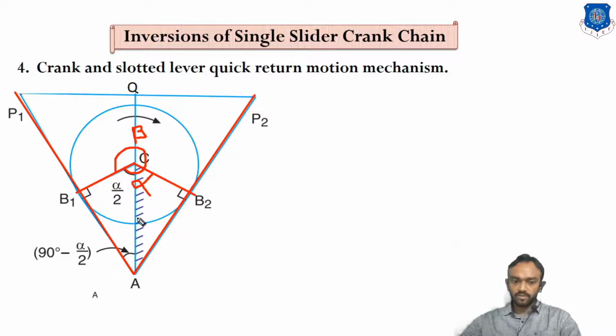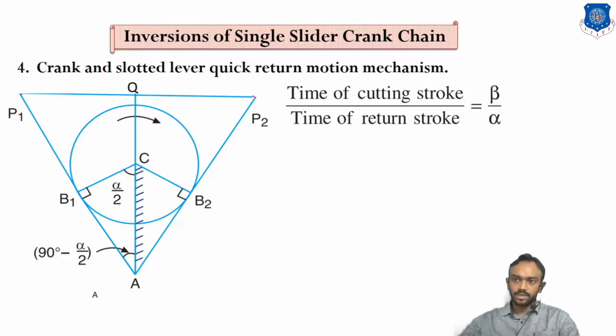So this total angle is alpha and this angle is beta. Half of the angle is alpha by 2, and you know that it is 90 here, so this angle will be 90 minus alpha by 2. Before starting the example, what do our examples ask for? There is a ratio, meaning what time is reduced by using this mechanism. The ratio asked in our examples is the timing of the cutting stroke divided by the timing of the return stroke, a ratio of the timing during cutting and return.